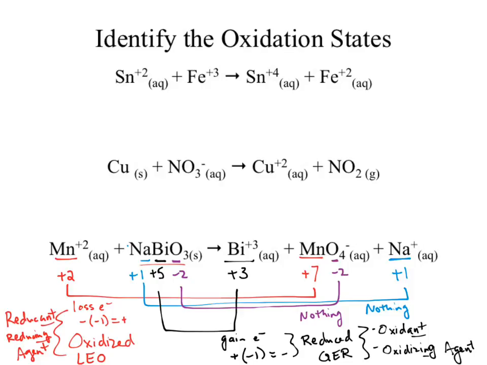Which brings up the next question. What is our agent? Our agent is the species that was put into the reaction to cause everything to occur. Was Bi+5 added to the reaction? No. What was added to the reaction? Sodium bismuthate, NaBiO3. That is the agent.